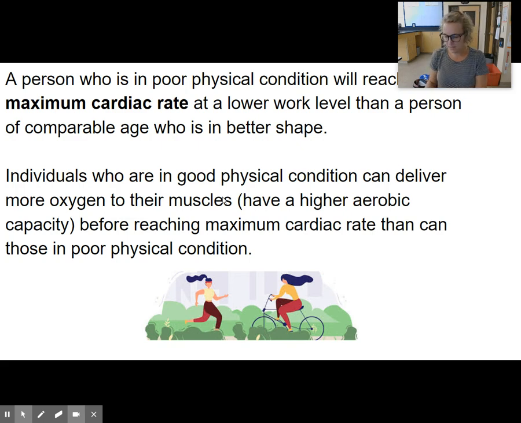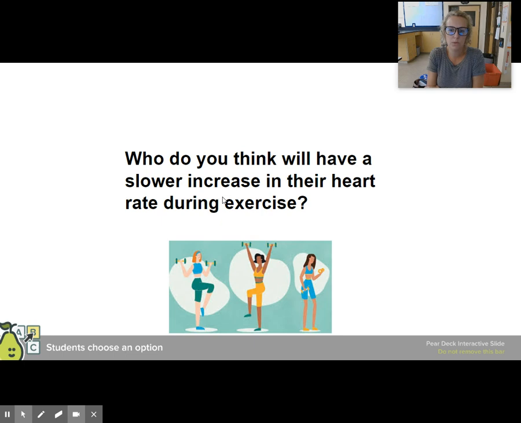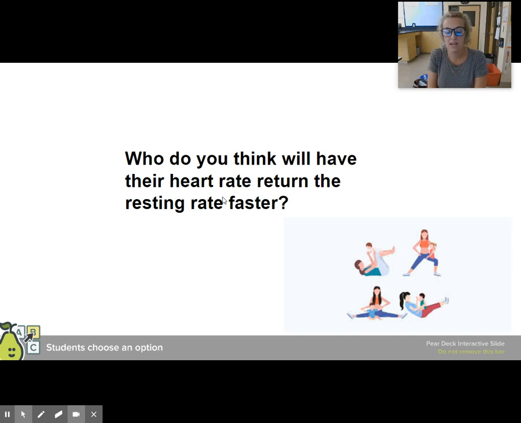All right, we already talked about this. So who do you think will have a slower increase in their heart rate during exercise? Physically fit people or people who are not fit or sedentary? We want to think about that as we enter our lab today. And who do you think will have your heart rate return to resting? So if we have resting heart rate at homeostasis and we leave it, what kind of person is going to be able to return to homeostasis faster? Someone who is fit or someone who is sedentary? That's a question to think about as well.